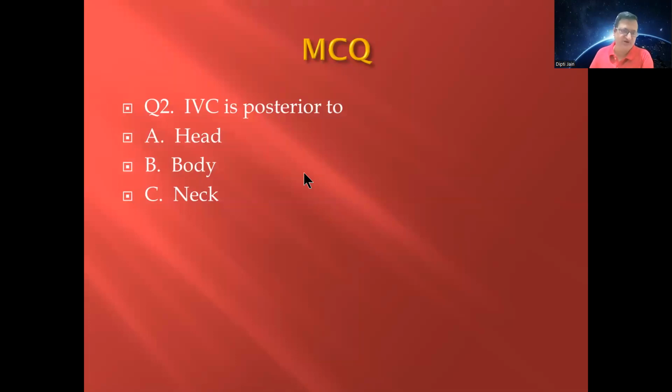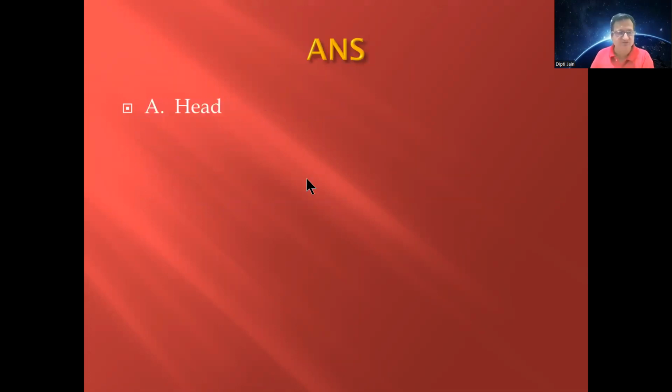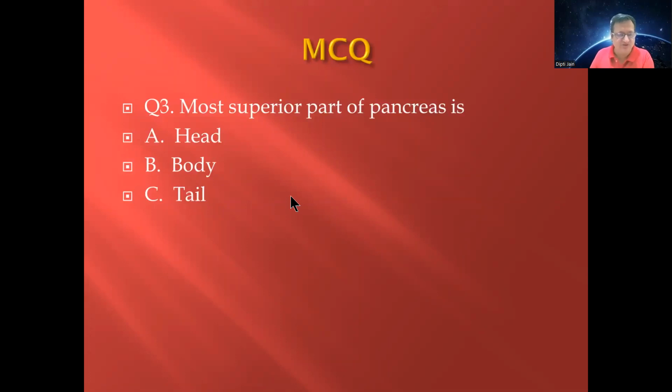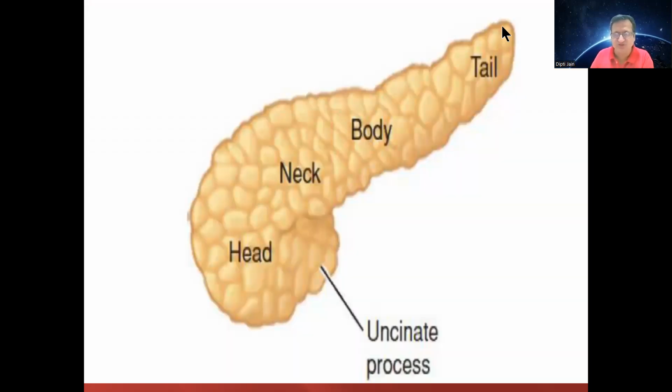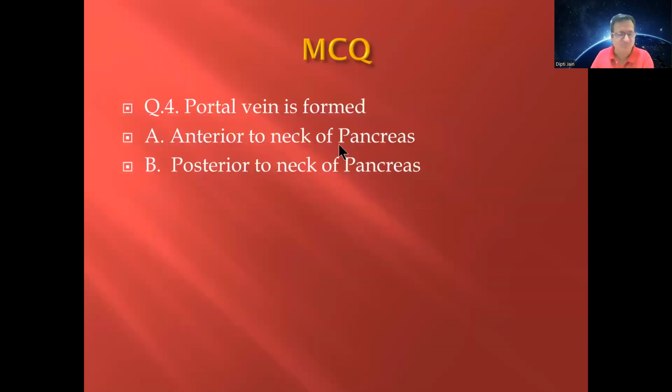Next, second question: IVC is posterior to the head, body or neck. So the answer is head. Then the next question: the most superior part of the pancreas is head, body or tail. The answer is tail. So this is the most superior and this is the most inferior. Head lies most inferiorly and tail lies most superiorly.